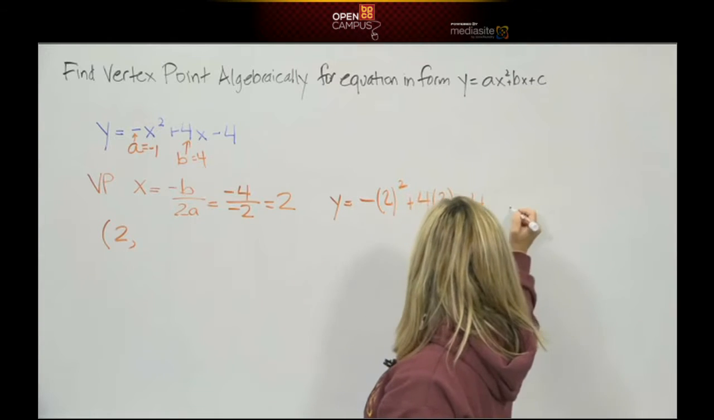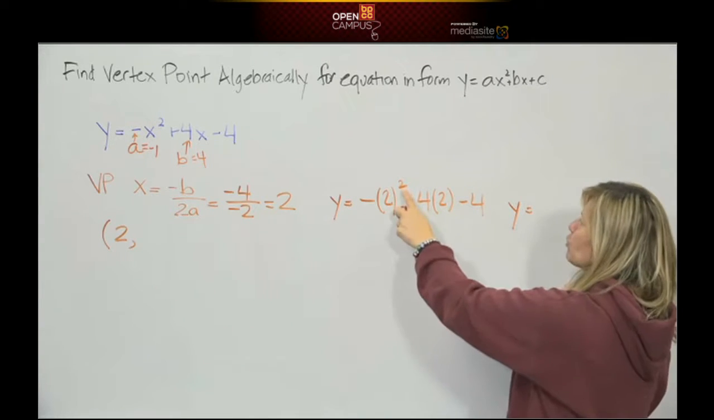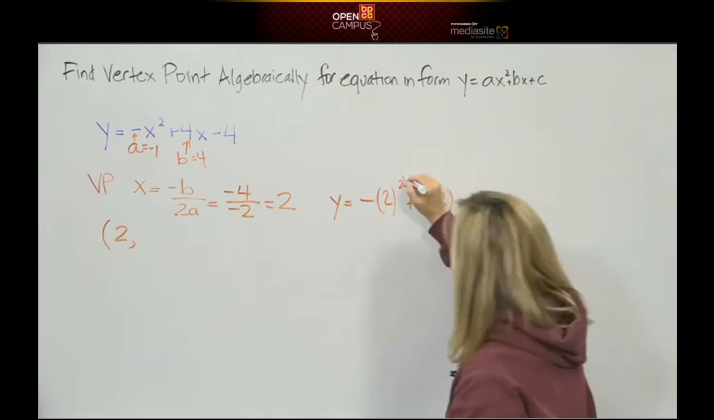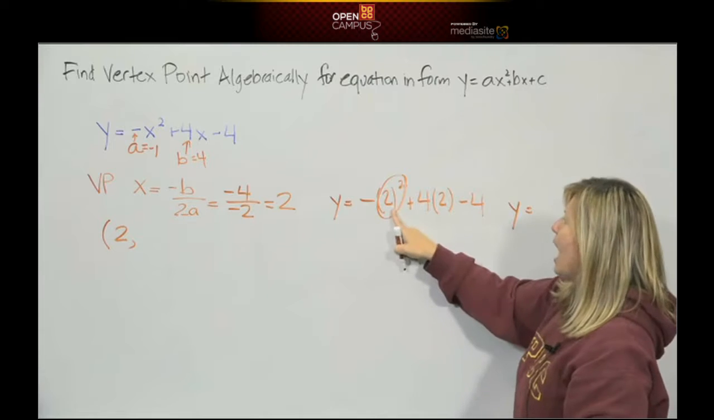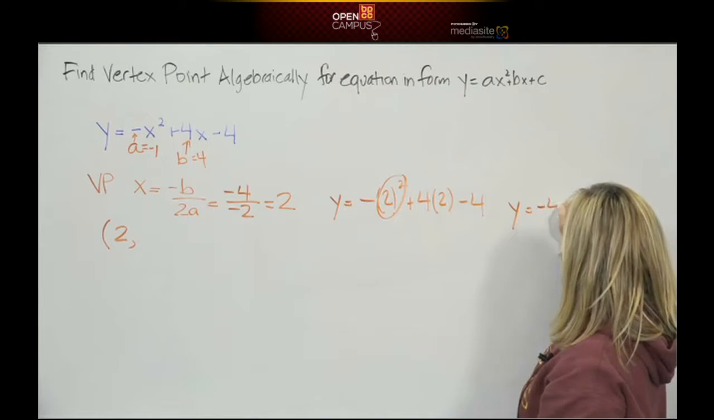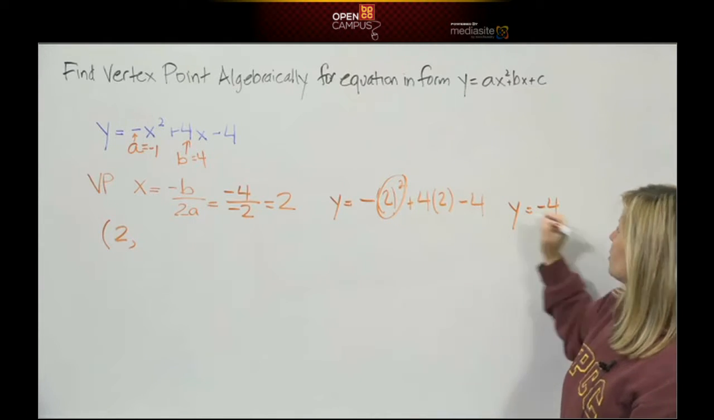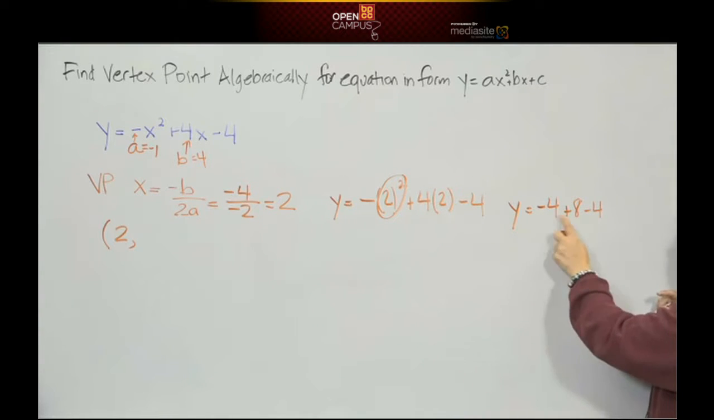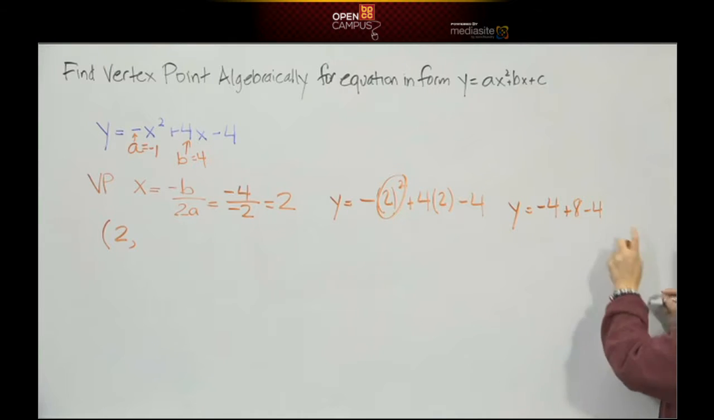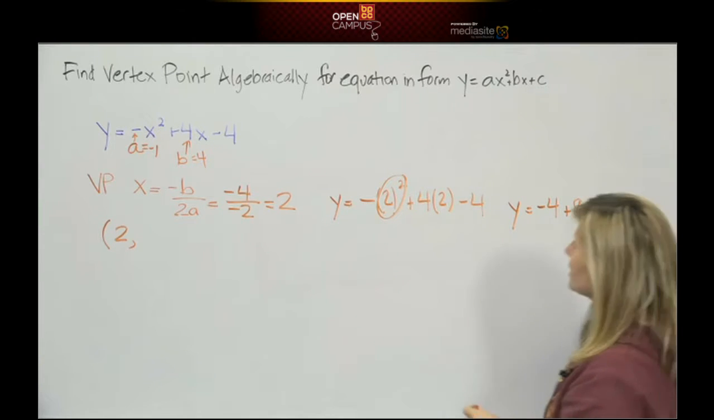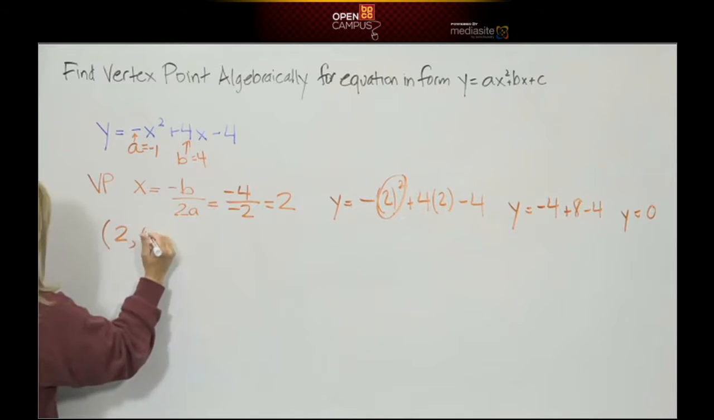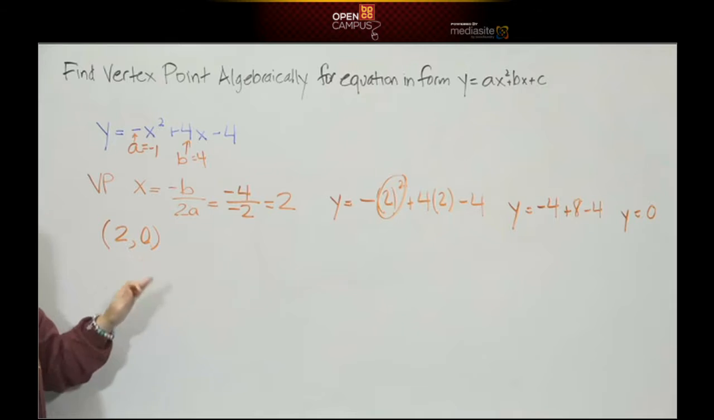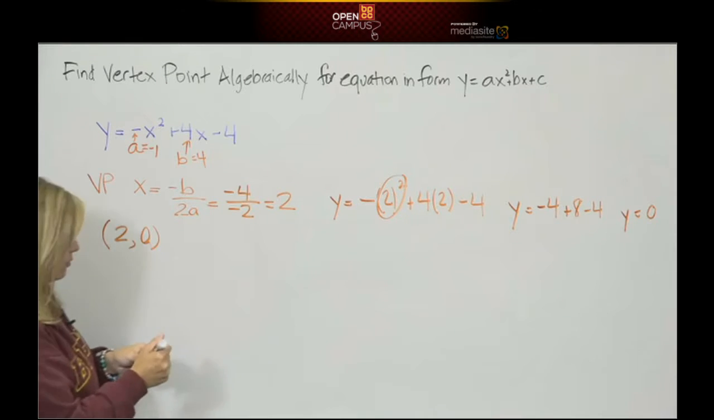So now I'm going to follow order of operations. I'm supposed to square first. 2 squared, right here, 2 squared. This part here is 4. And 4 times a negative 1 would be negative 4. 4 times 2 is 8 minus 4. All right, negative 4 plus 8 is 4. 4 minus 4 is 0. And I would get y is 0. So now I know when I go to graph this parabola, the vertex point is at (2, 0). That's the point that's going to be by itself.